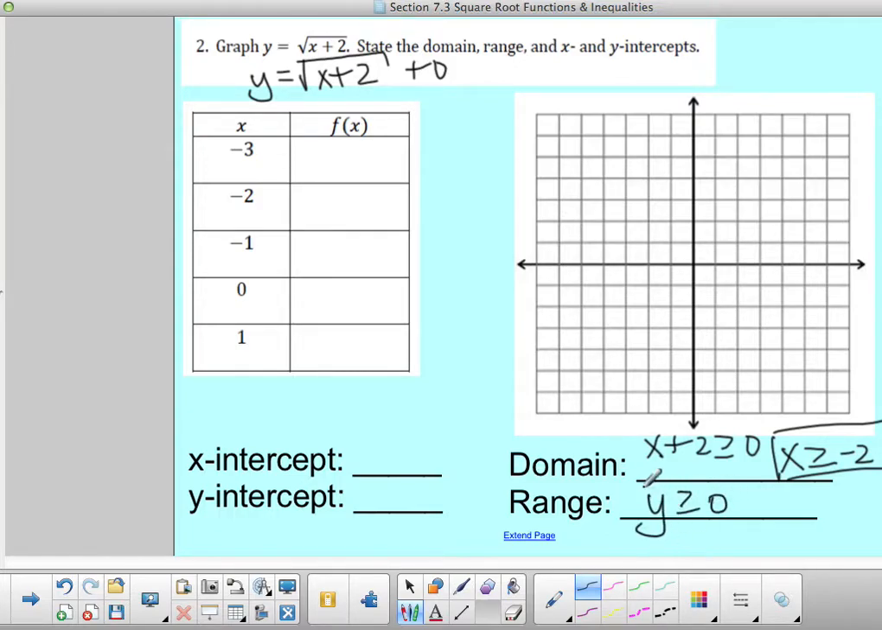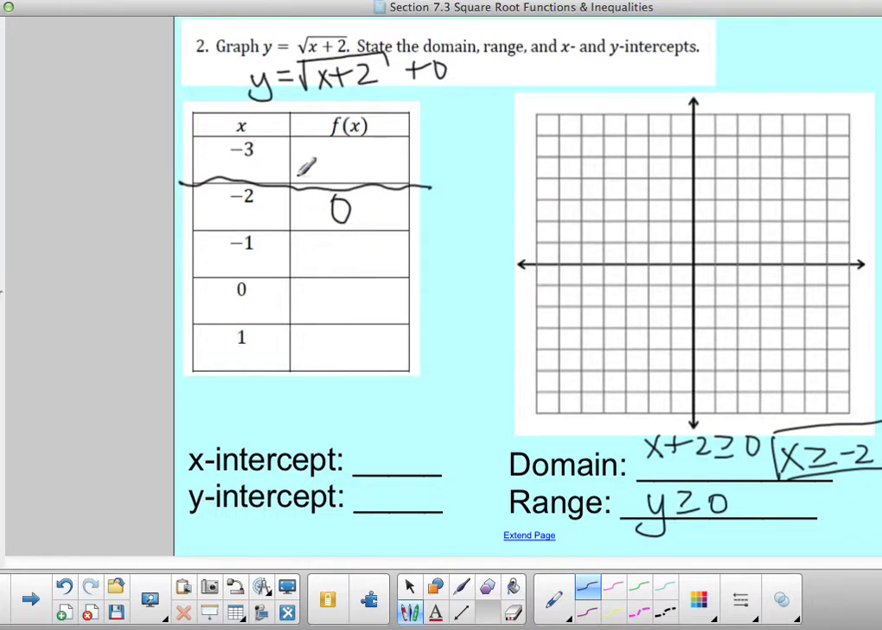Okay. I always recommend that when you do your table, because I'm not going to give you a table on your test or your quiz and possibly even on your homework, you always start with your domain. Okay. My domain is negative 2. So really my table should be starting at negative 2. And when I plug in negative 2, you'll get out your range, which is 0. So let's just double check that. If I plug in negative 2 plus 2 is 0. The square root of 0 is 0. 0 plus 0 is 0.